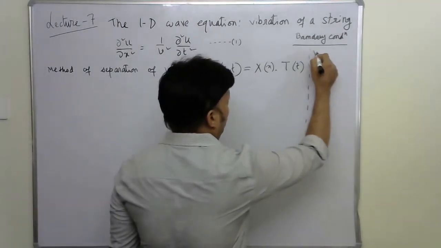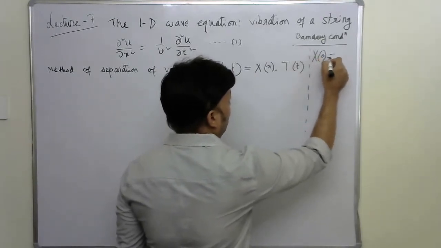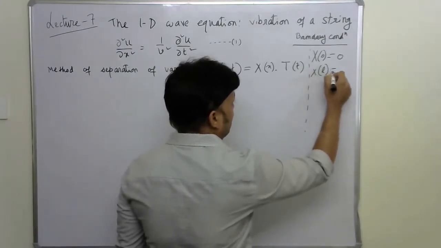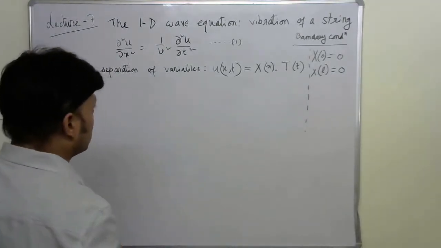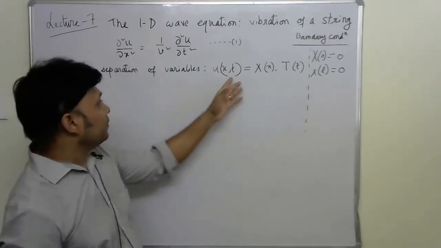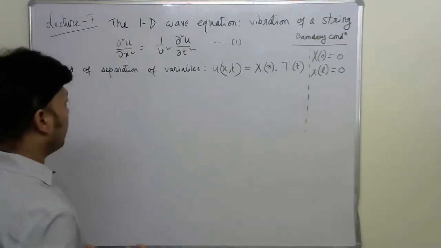So our boundary condition adjusts like this. At x equal to 0, the X value is 0, and at x equal to L, our uppercase X value is 0. So these are the modified boundary conditions. What we do next is replace this u(x,t) with X(x)T(t), and of course we have to take the double derivative of it.